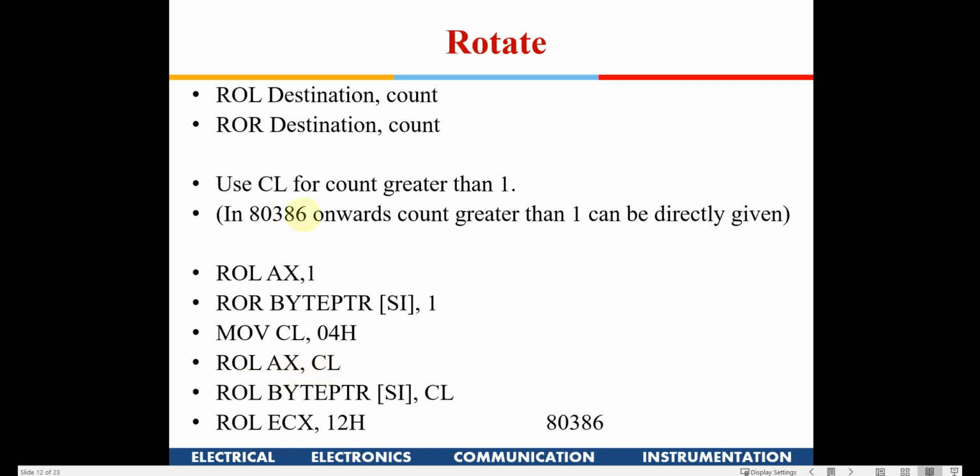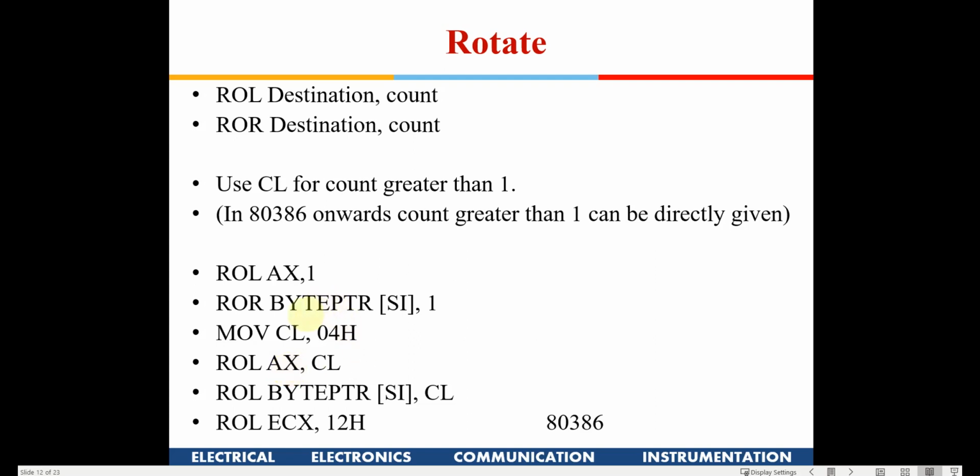From 80386 onwards, you can give a count which is greater than 1, but for 8086 you can't specify the count directly. You can give any count up to 255 through the CL register. So you need to put the data into CL. Rotate AX, CL means, if you have written MOV CL, 4 and then rotate AX, CL, it will rotate the contents 4 times.